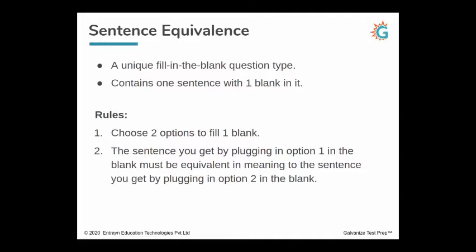Okay, so please be careful. Keep these 2 points in mind. You'll have to choose 2 options and not just synonyms. Those 2 options, when plugged in the sentence, will give equivalent meaning. It's not equal meaning, it's equivalent meaning. That is similar meaning. All right.